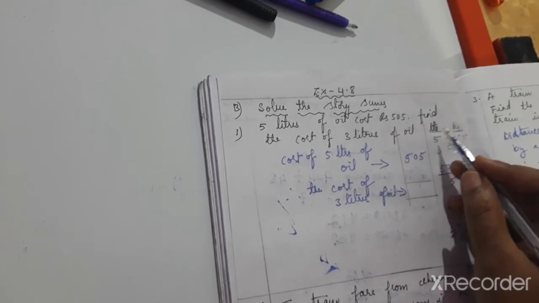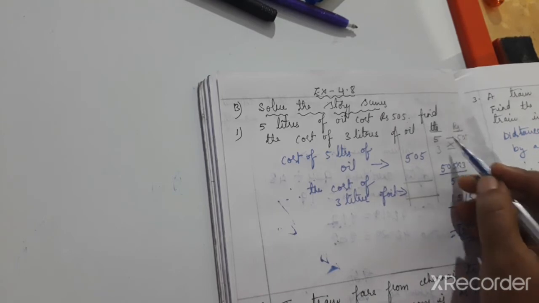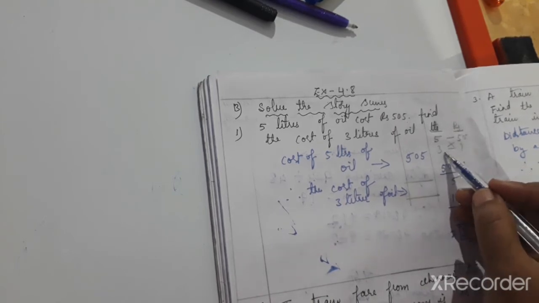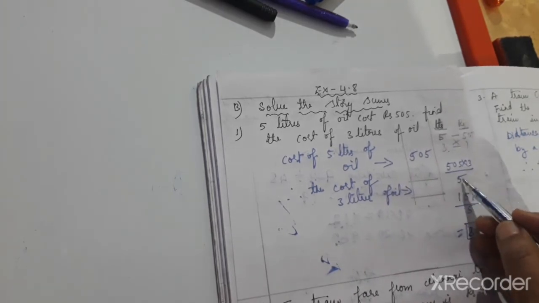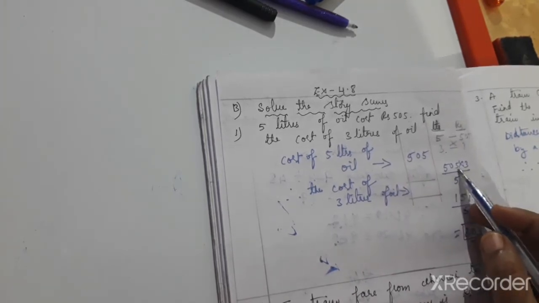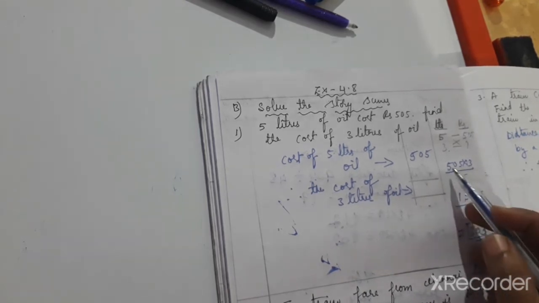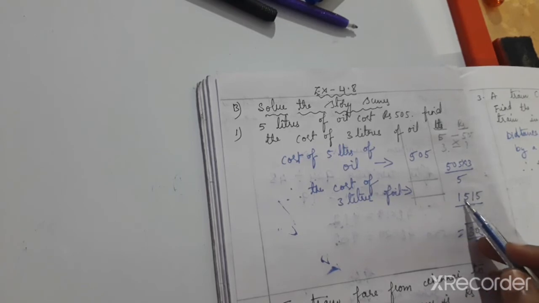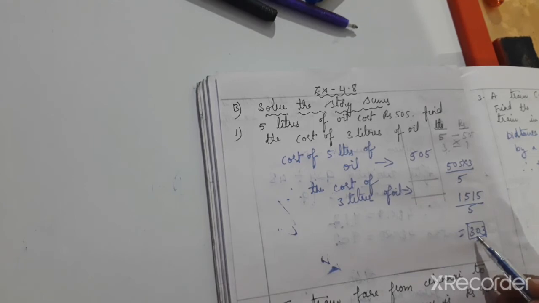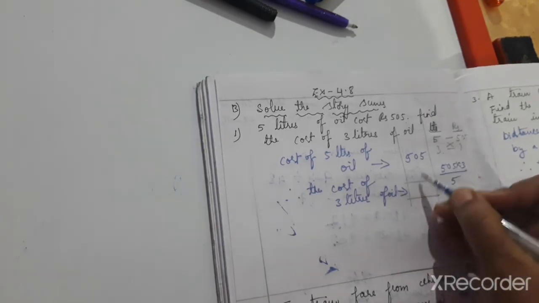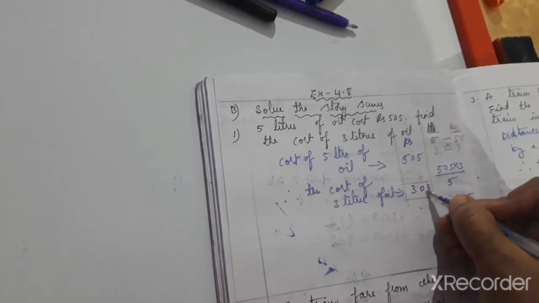And the main important point, liters and rupees. For 5 liters cost is 505. For 3 liters, question mark. Cross multiplication means 505 into 3 divided by 5. Multiply 505 into 3, that is 1515, and divided by 5. After dividing with 5, answer is 303. So the cost is rupees 303.